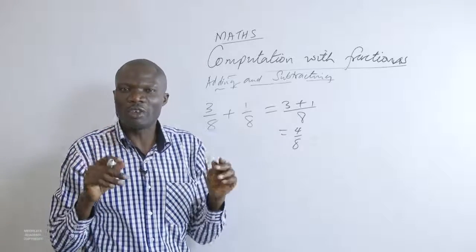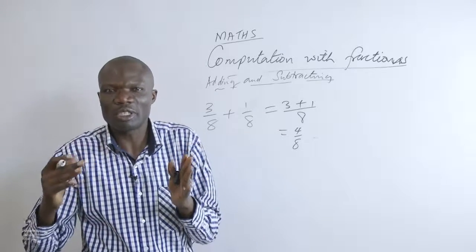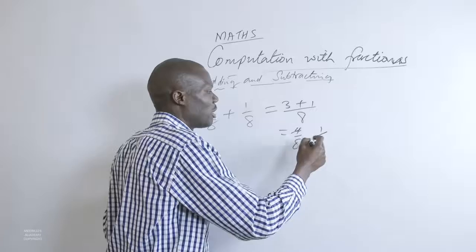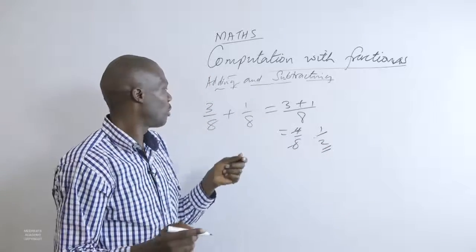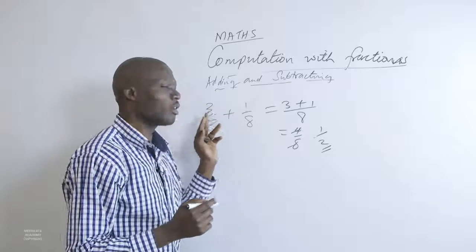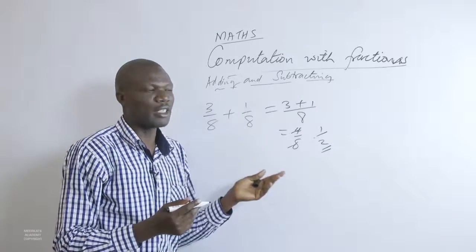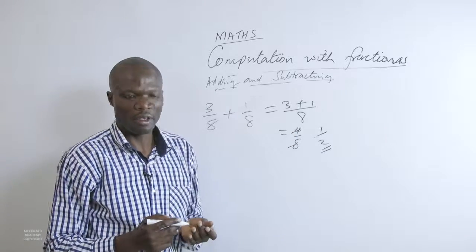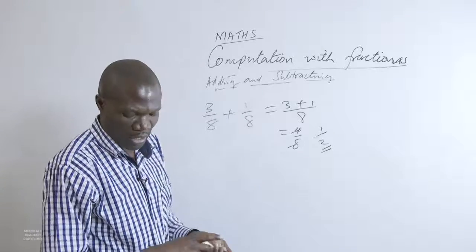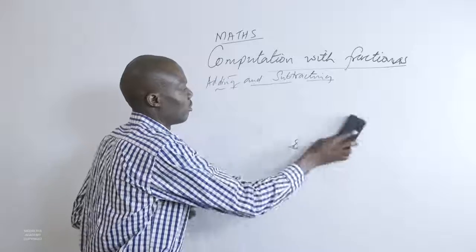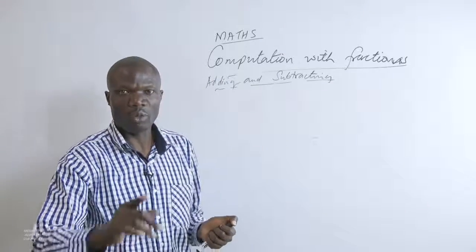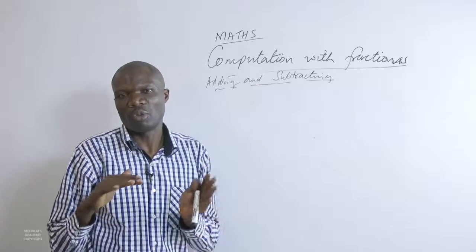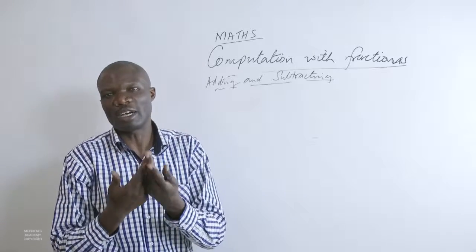In fractions, we give our answer in the simplest form. We simplify to the simplest. So 4 divided by 4 is 1, 8 divided by 4 is 2. Therefore, 3 over 8 plus 1 over 8 is equal to a half, and a half is equivalent to 4 over 8. So we are saying that when adding fractions with the same denominators, we maintain the denominator and we just add the numerators.